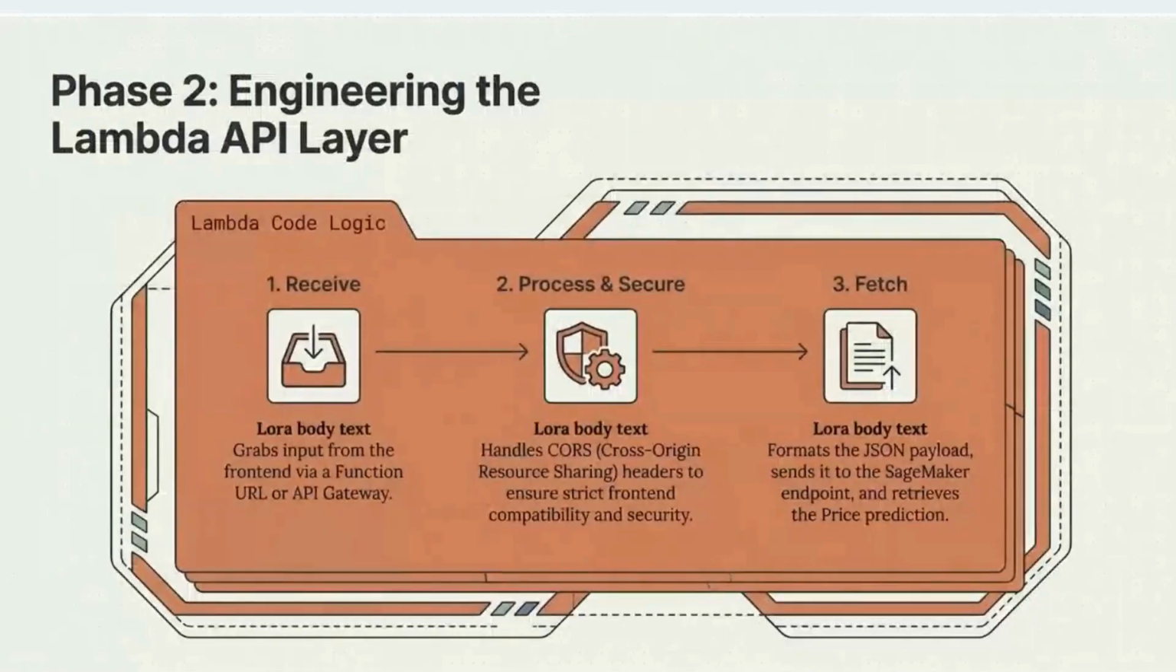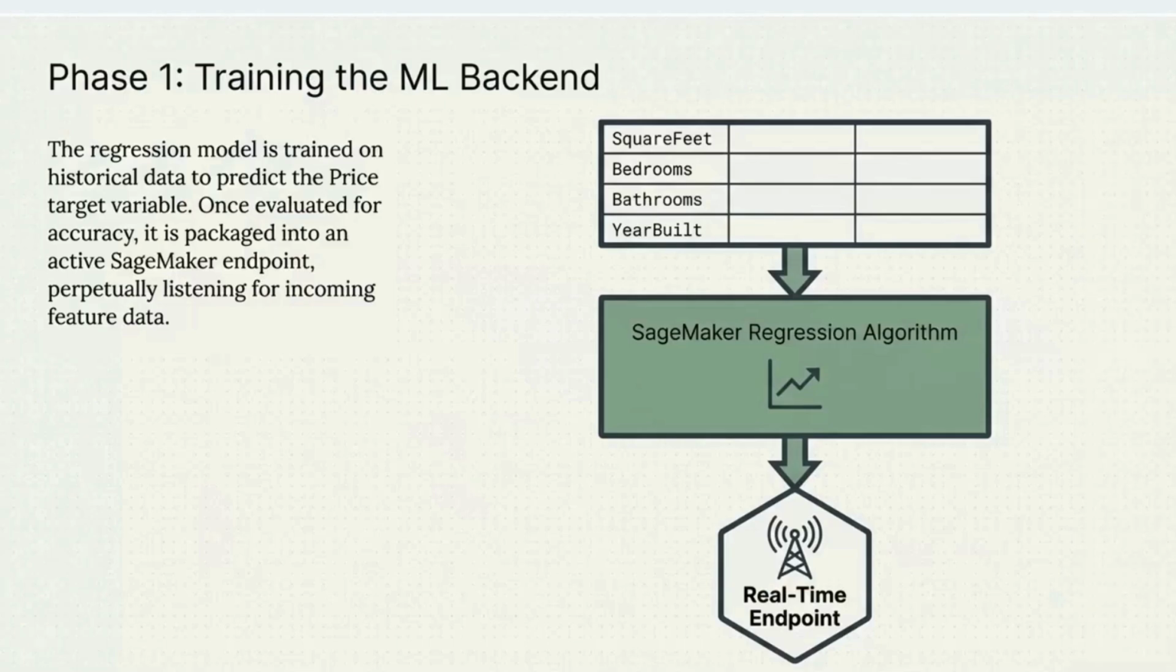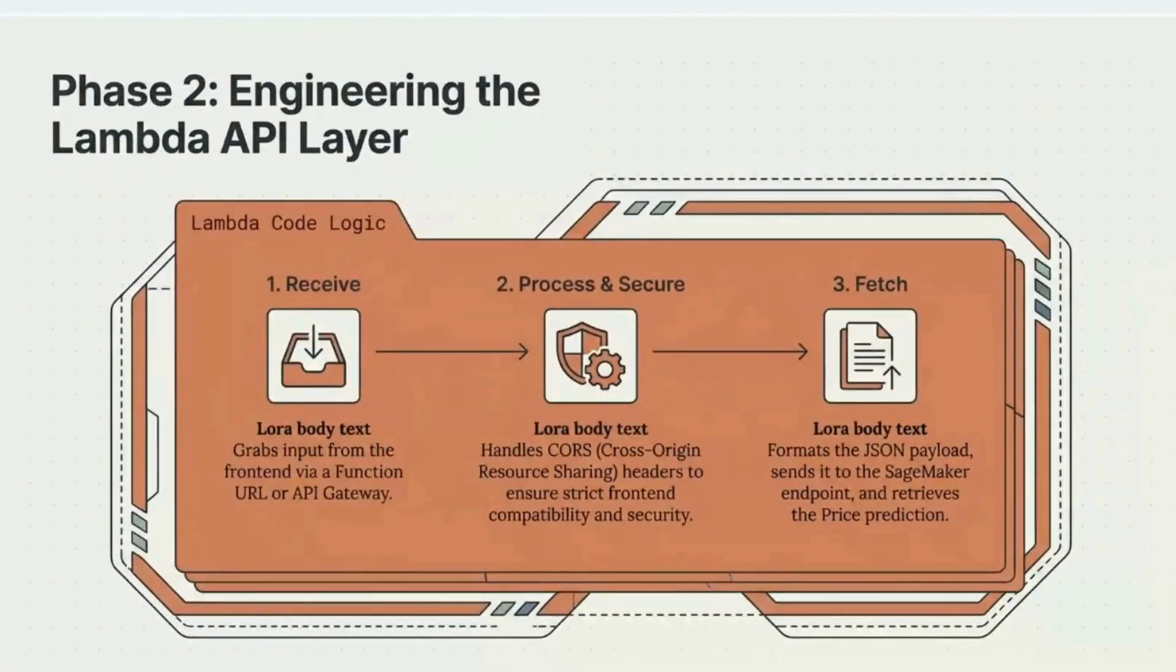Now the second step is Lambda. AWS Lambda will come into the picture, because the PKL file which we have created, we have already deployed on the endpoint. Using that endpoint, we are going to create the REST API. And who will be helping us? The Lambda part. It will receive, process, and secure, and then fetch.